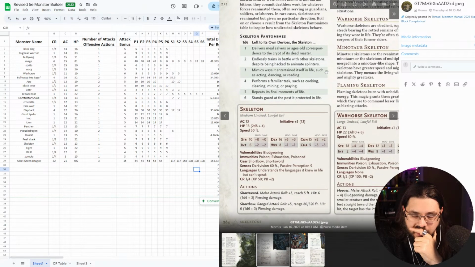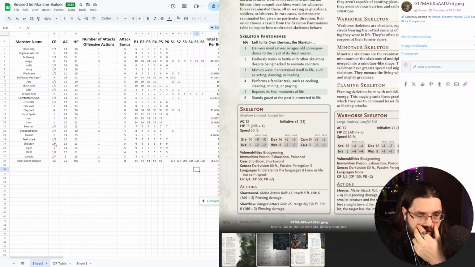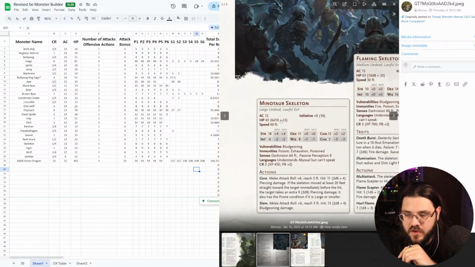So let's have a look at some more monsters. This is the skeleton, the official skeleton. So this is going to be 13, 13 plus 5, 6, 6, 6, 6. Yeah, that's exactly the same as it was originally.